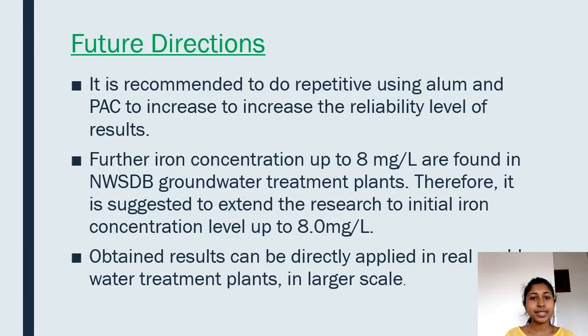In future, it is recommended to do repetitions using alum and polyaluminium chloride to increase the reliability level of results. Further, iron concentrations up to 8 mg per liter are found in National Water Supply and Drainage Board groundwater treatment plants. Therefore, it is suggested to extend the research to initial iron concentration levels up to 8 mg per liter. Obtained results can be directly applied in real-world water treatment plants in larger scale.